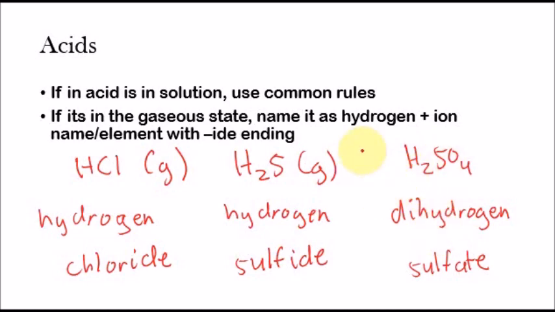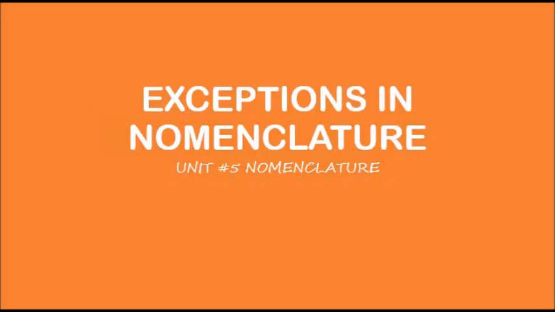So that's all the exceptions you need to know. So make sure you account for them whenever you're naming acids, peroxides, and using those common names. All right, but that's it for now. Exceptions in nomenclature are simple as that.